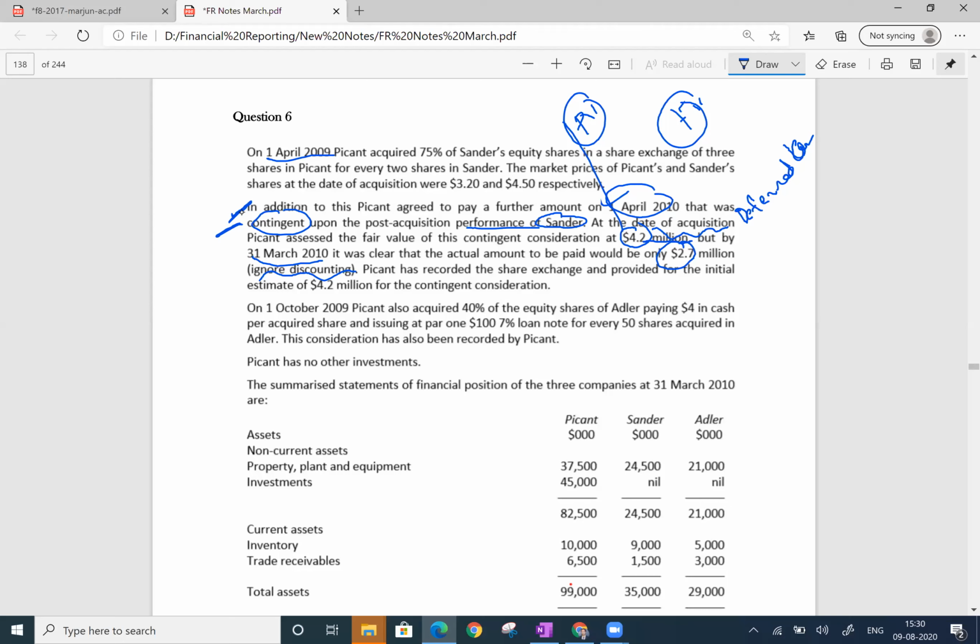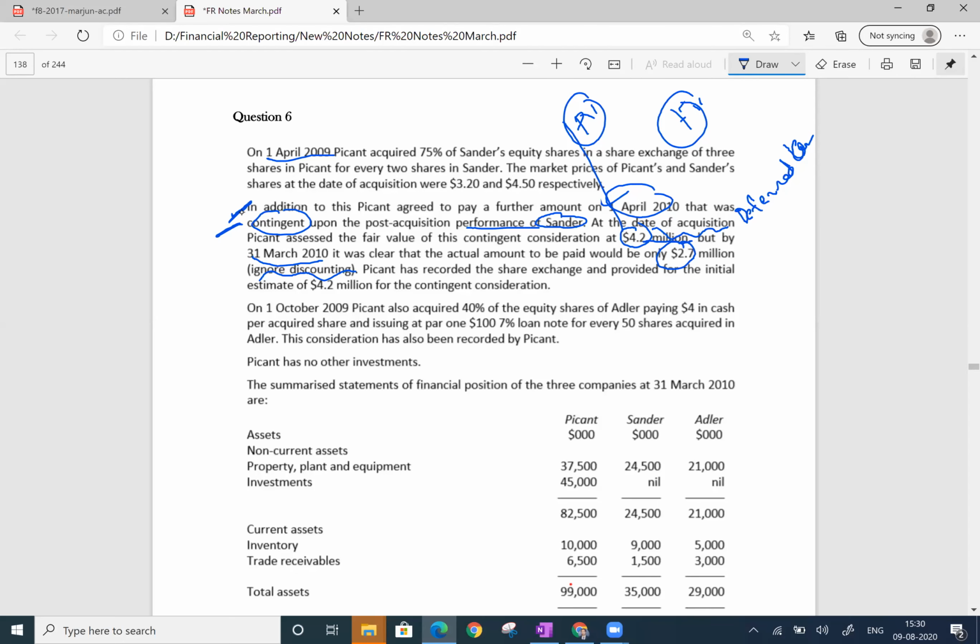But when you reach 1 year after, the performance was not that satisfactory. You don't have to pay 4.2 million. How much do you have to pay? 2.7 million. Now use your common sense and please tell me the answer. What is the treatment of deferred consideration? There are 3 treatments of deferred consideration.